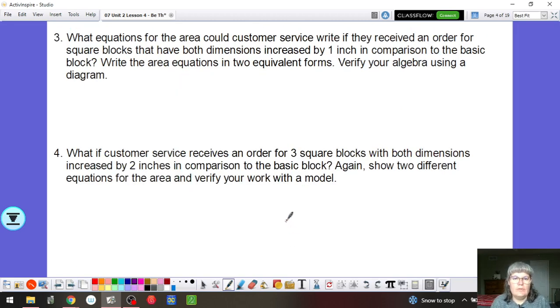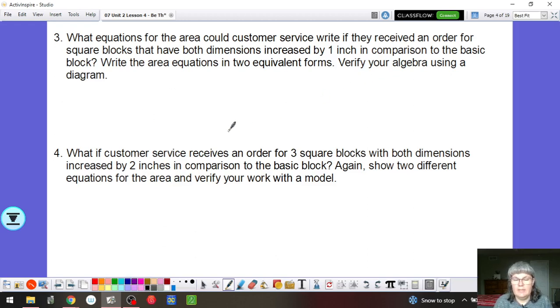What equations for the area could customer service write if they received an order for square blocks that have both dimensions increased by 1 inch in comparison to the basic block? Write the area equations in two equivalent forms. Verify your algebra using a diagram.